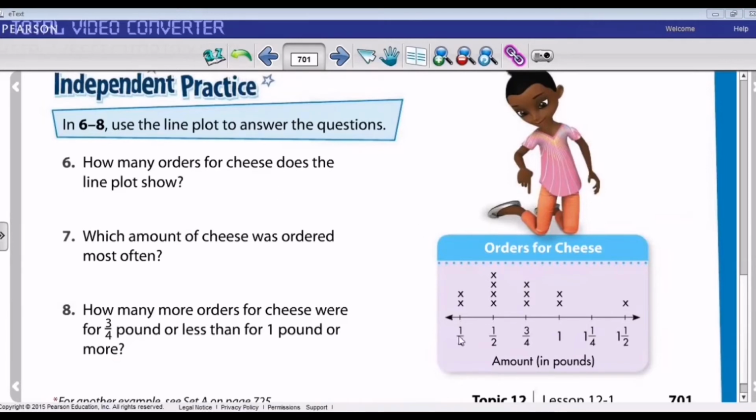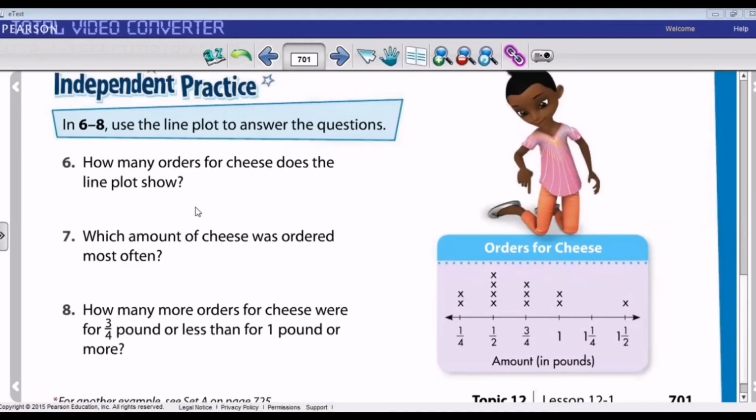So I have here 3/4 and 1/4 and 1/2 and 1 and 1 1/4 and 1 1/2. So how many orders does the line plot show? Here I have 1/4, so count them. You have 2 now. So the orders of cheese the line plot shows for 1/4, it will be 2.